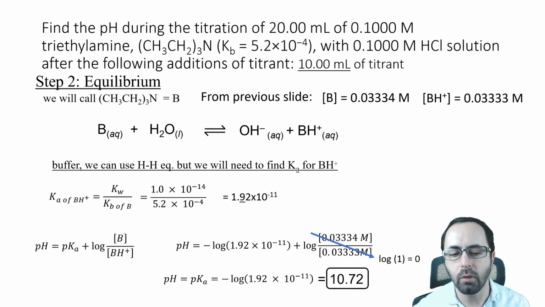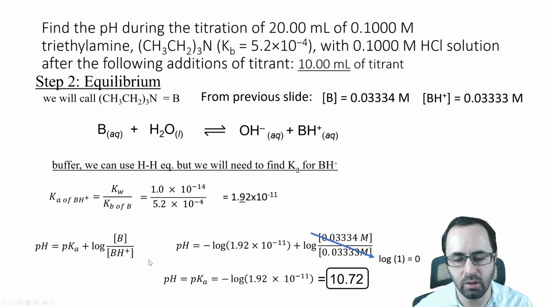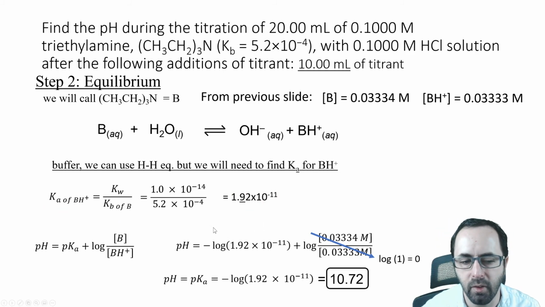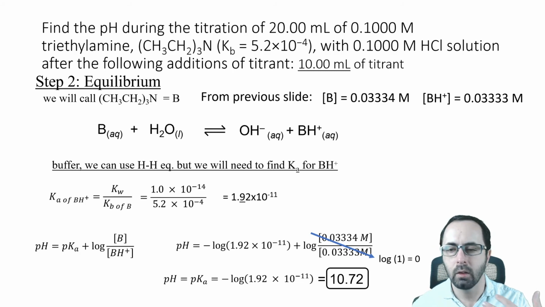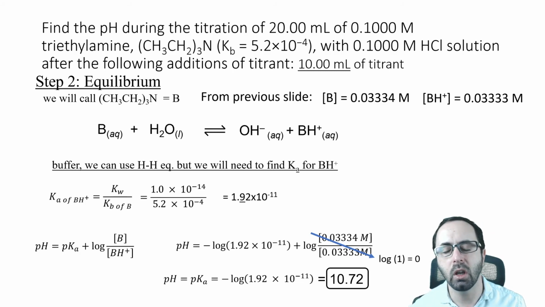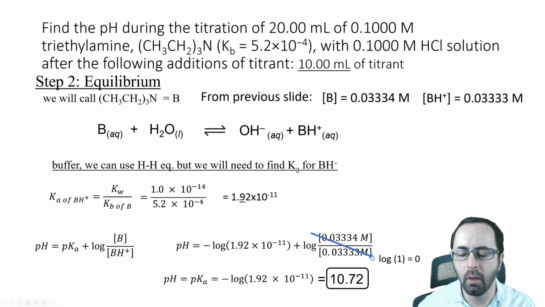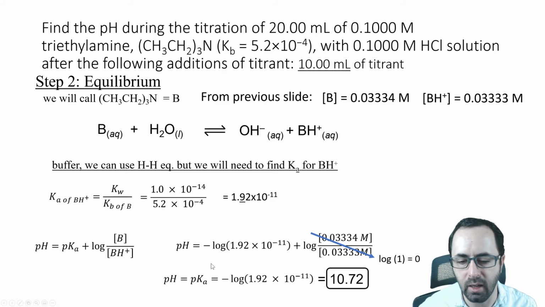But the strategy overall is the same. Because we have a buffer, we could use the Henderson-Hasselbalch equation. The big extra step was this one right here that we had to do. We had to find the Ka because we didn't have it. Okay, so that's dealing with a strong acid, weak base titration when we're before the equivalence point. In fact, at this point, we were at the half equivalence point, and so the pH equaled the pKa for the conjugate acid there.